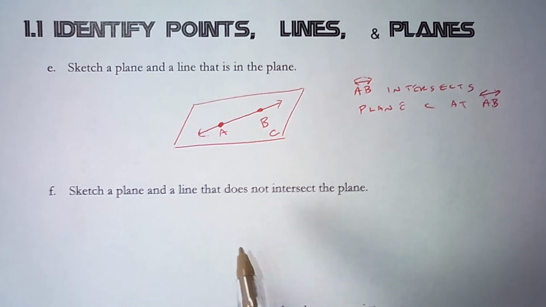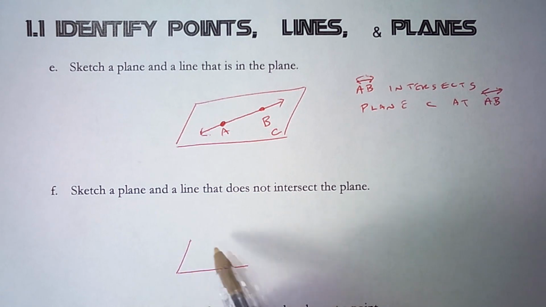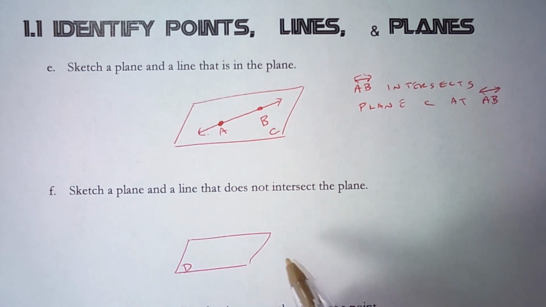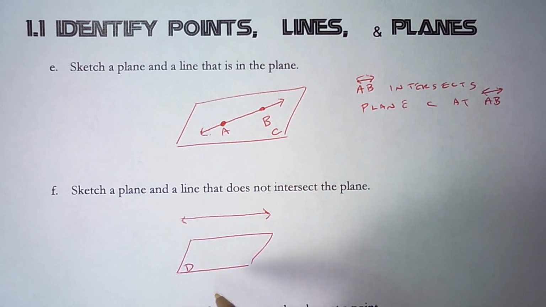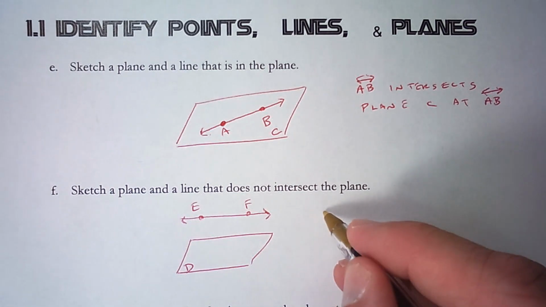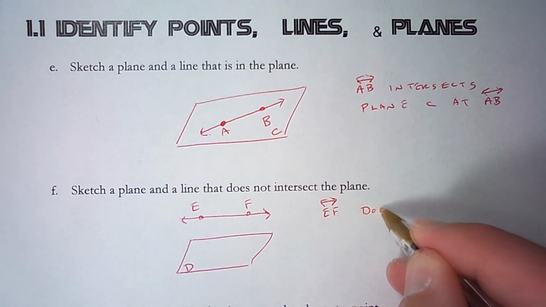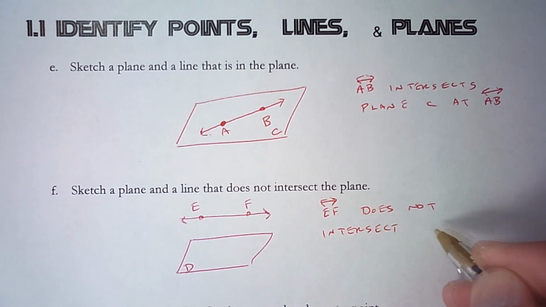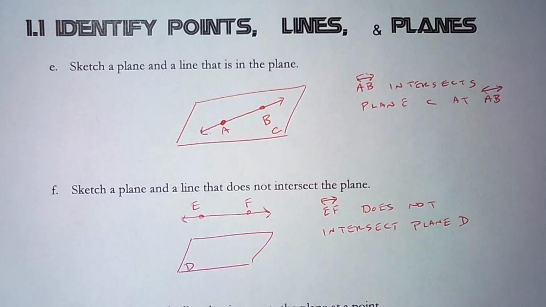Okay, next, a plane and a line that does not intersect the plane. So here is a plane, let's call this plane D, and a line that does not intersect it. We'll just make it hover above, parallel to it, and we'll call this line EF. And I would say that line EF does not intersect plane D. Okay?